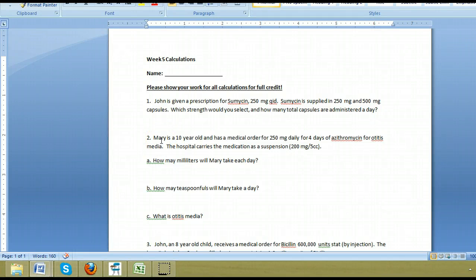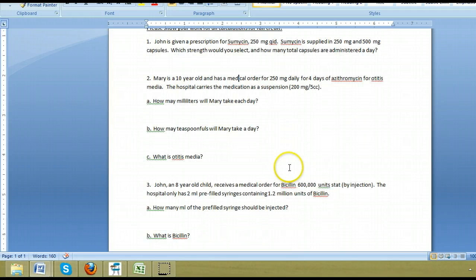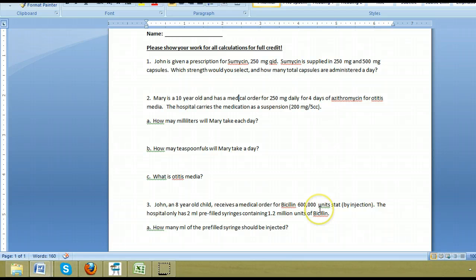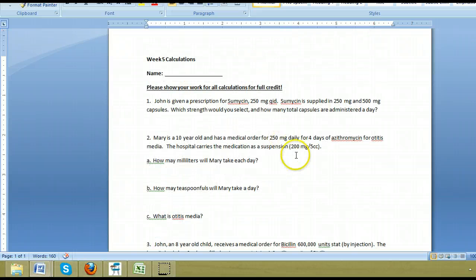Okay, for your week 5 calculations, go under doc sharing and you will see this document titled Week 5 Calculations. I have revised this a bit, so if you downloaded this during week 1 of the class, go back and look for the revised one, because I have changed this up to make it a little easier. I took out a problem that people had had troubles with in the past. Anyhow, you will see there are just a handful of problems, 3 main ones on the page.